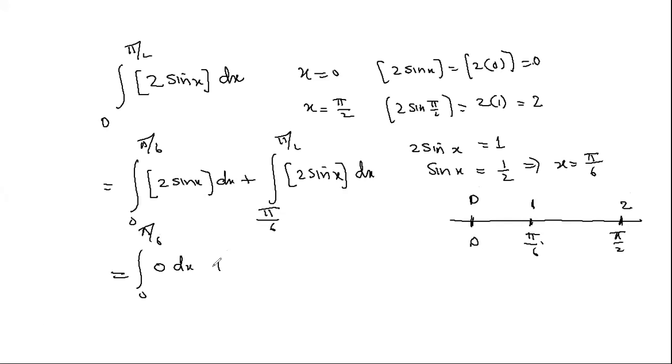And from pi by 6 to pi by 2, the integer of 2 sin x is 1. So your answer will be, this becomes 0, and this will be upper limit minus lower limit. Pi by 3. Yes, pi by 3 is your answer.